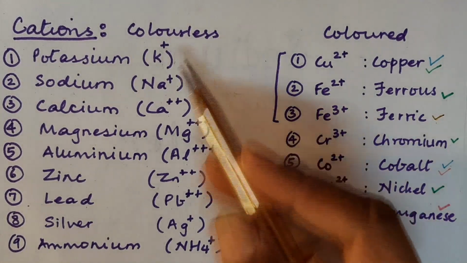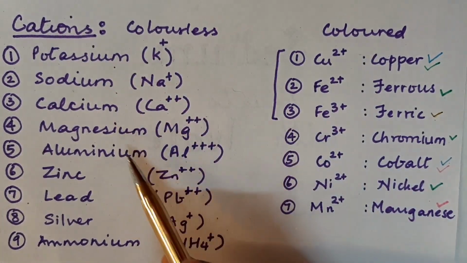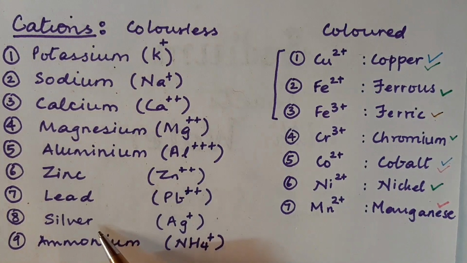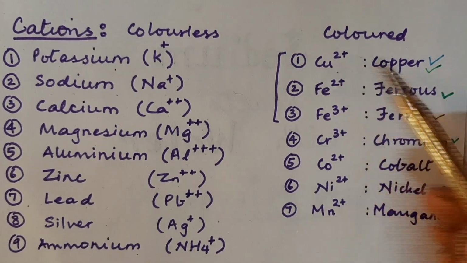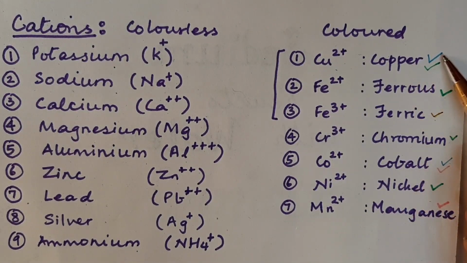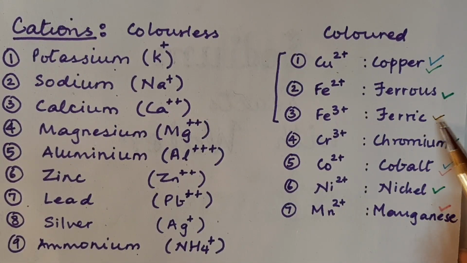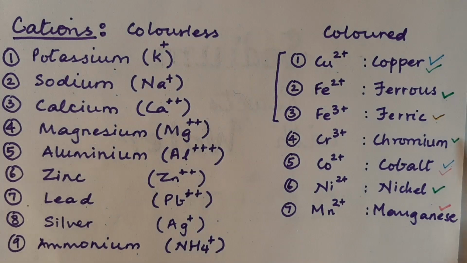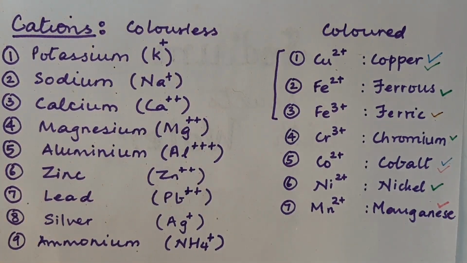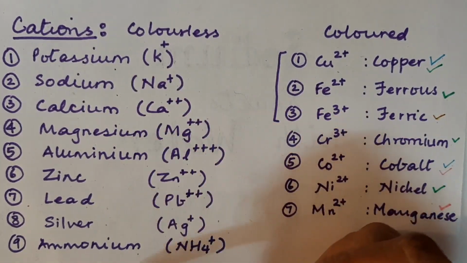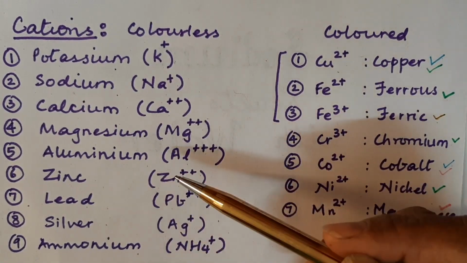We have some colorless cations like potassium, sodium, calcium, magnesium, aluminium, zinc, lead, silver, and ammonium. And some colored cations like copper 2+ will be either blue or green. Ferrous will be light green. Ferric will be yellowish brown or yellowish red. Chromium is green. Cobalt is blue or pink. Nickel is green. Manganese 2+ will be pink. The colorless cations that you see over here will be forming mostly white powders.